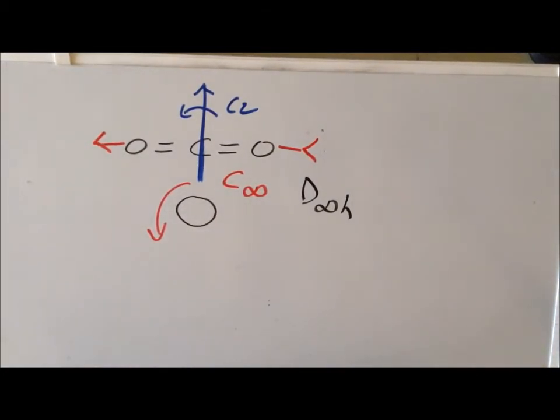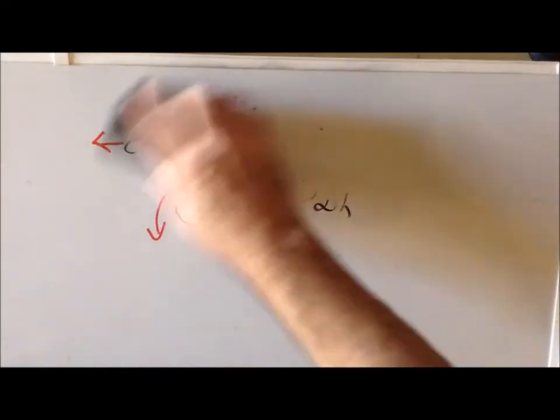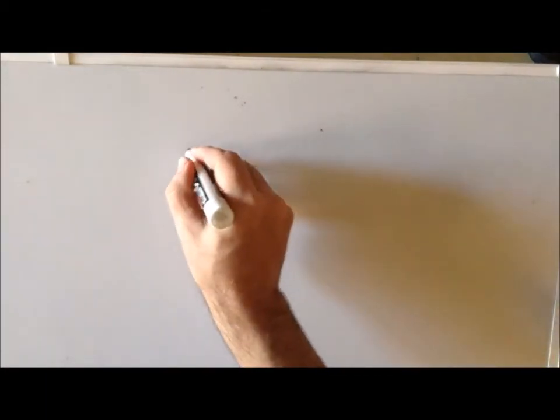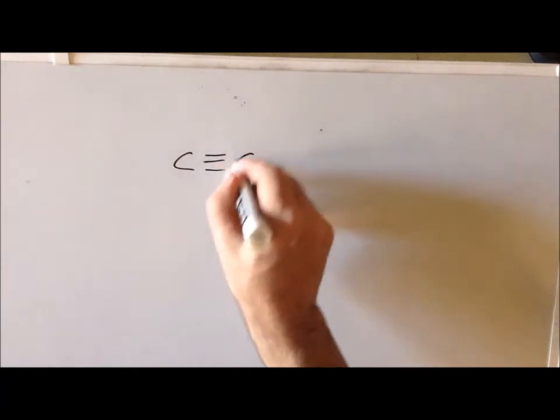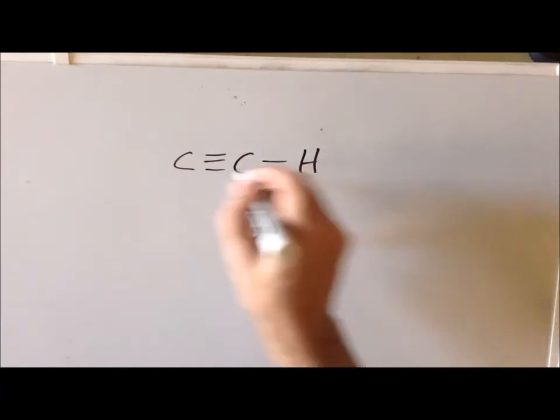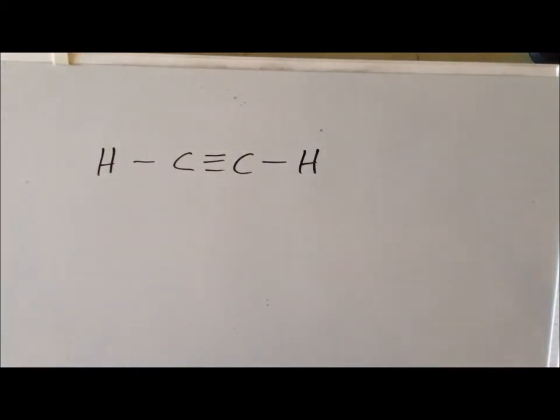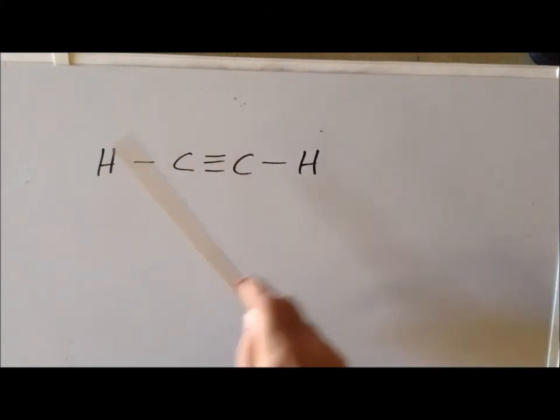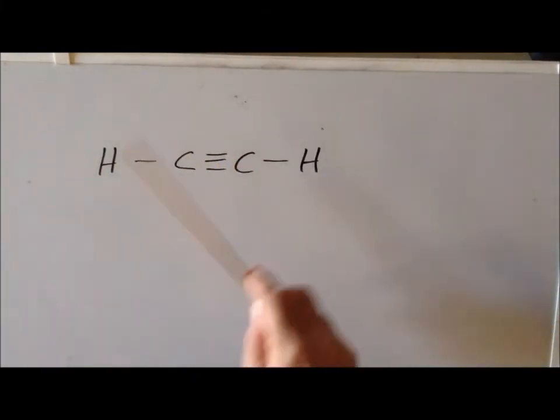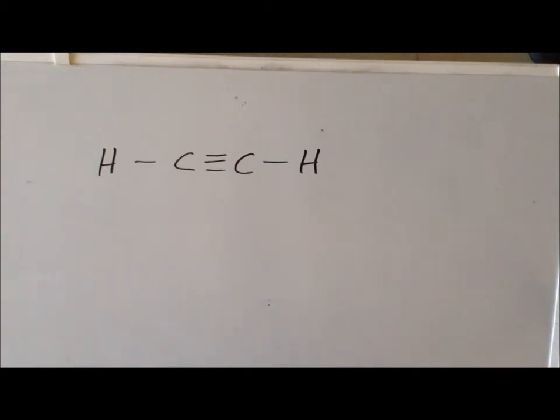For another example of a linear molecule, we can look at the very important organic compound acetylene. So acetylene has the following structure. This is a 4-atom molecule. Again, because of the carbon-carbon triple bond, it's sp hybridized. We know that this is a linear molecule. We can also derive this fact that it's linear from the VSEPR theory.